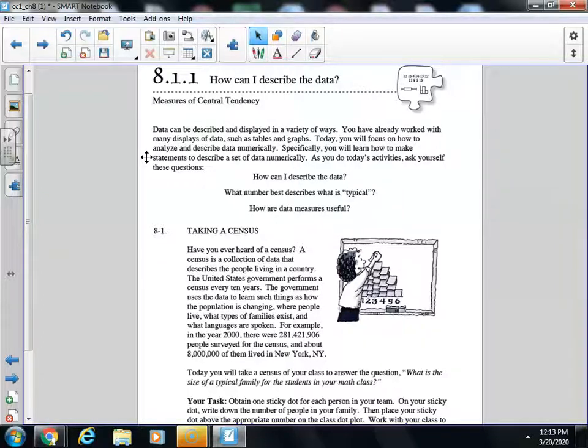As you do today's activities, ask yourself these questions. Number 1, how can I describe the data? Number 2, what number best describes what is, quote, typical? And number 3, how are data measures useful?